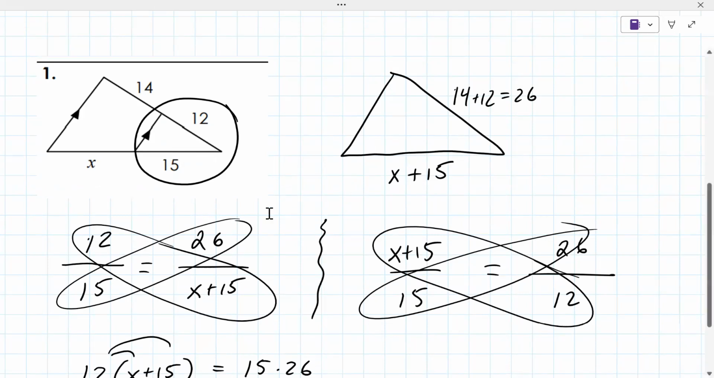I probably made this too complicated with too many options, but you're ultimately going to set up some sort of proportion here. So we'll do that for the next one here.